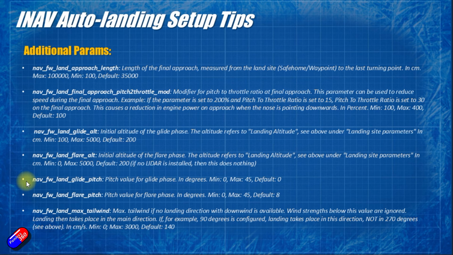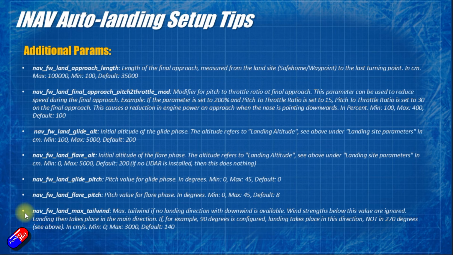We have the nav fixed wing land glide pitch, which is the pitch value for the gliding phase, and usually you're going to have slightly nose up by a couple of degrees. Then nav fixed wing land flare pitch by default is 8 degrees nose up, so that's really making it lose all of that speed as it does the final little bits of landing.